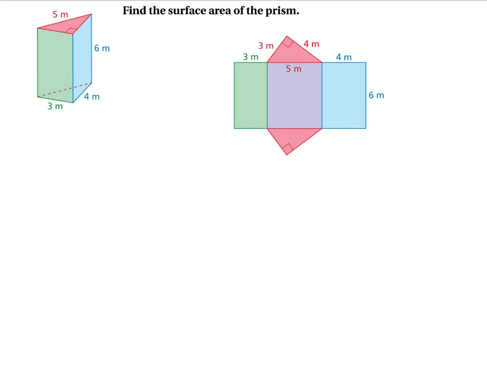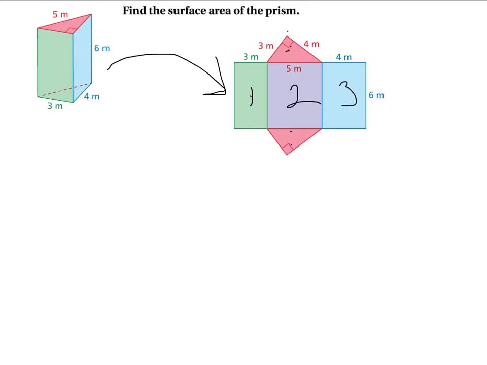Alright, we now have a triangular prism, so it's a little different. We've taken the object and obviously opened it up into a net right here. We have 3 rectangles, number 1, 2, and 3. And then 2 triangles, one on the top, one on the bottom.